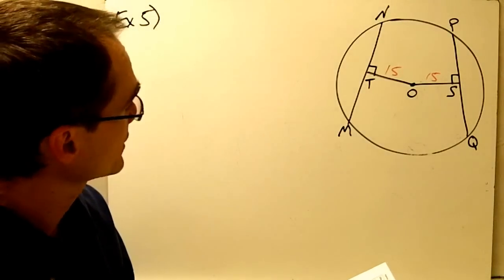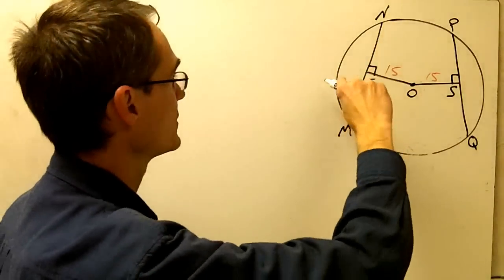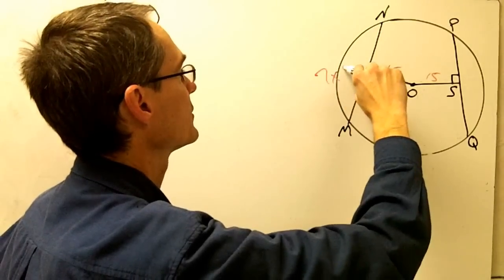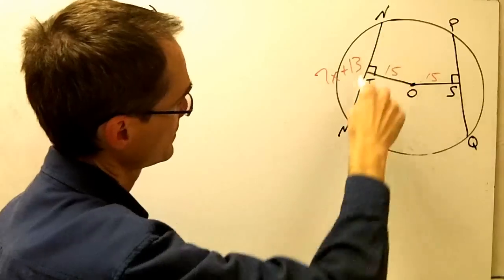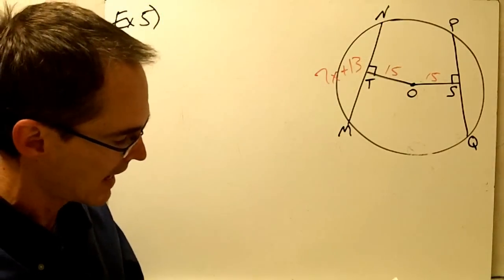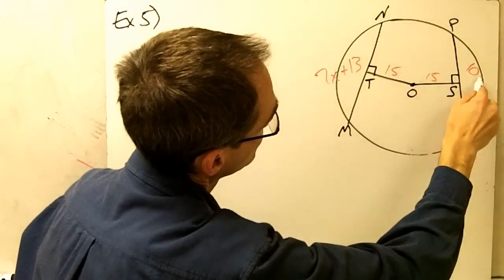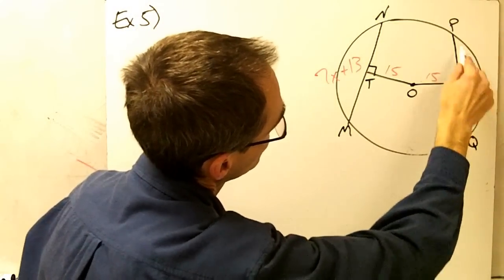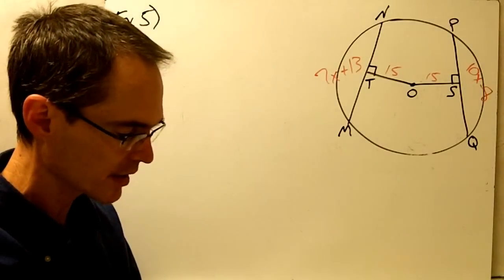MN equals 7x plus 13. So segment MN, 7x plus 13, is the length of this chord. And PQ equals 10x minus 8. 10x minus 8 is this chord. Find the length of a radius of circle O.